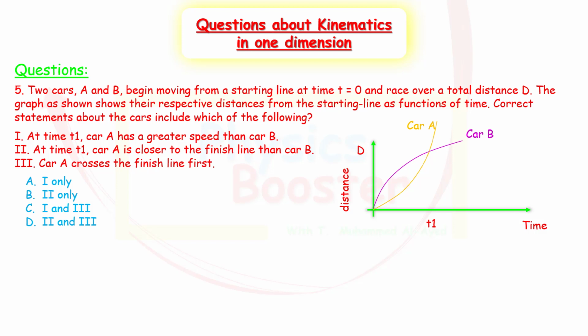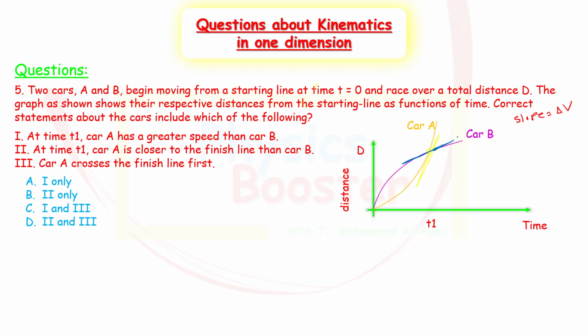Statement 1 says that at time equal to t1, car A has a greater speed than car B. Okay, so it's asking about the speed. What is the speed in a distance versus time graph? We said that the slope in a distance versus time graph will give me the speed. So let's look at the slope at t equal t1 for car A. For graph A, the slope is going to be something like this, okay?